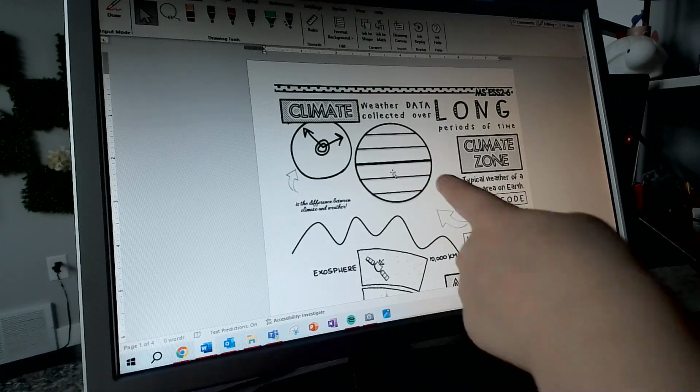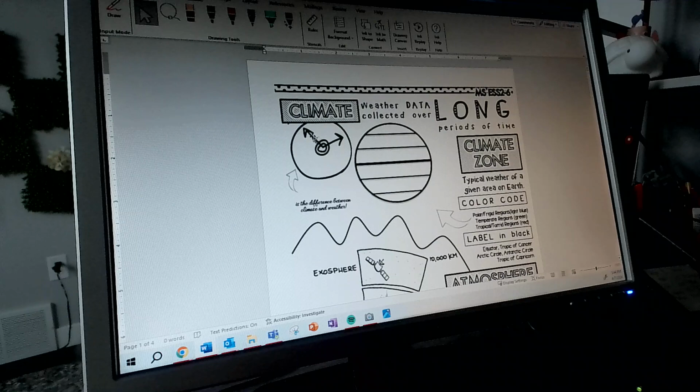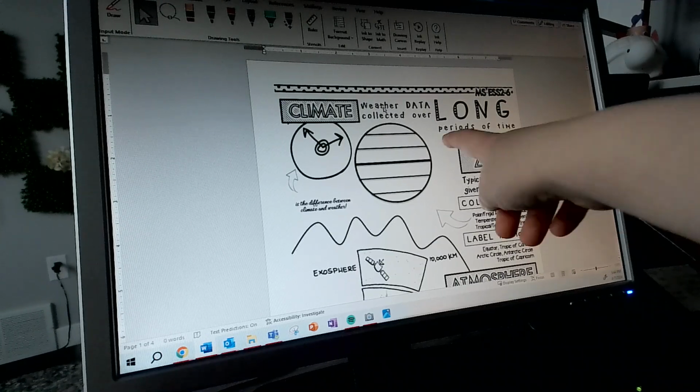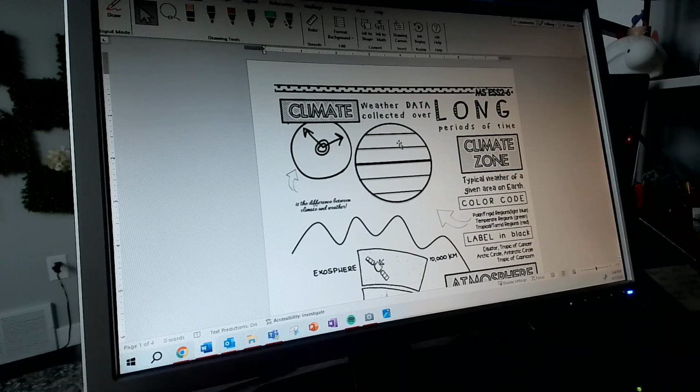Huh? It's a clock. We'll talk about that in a second, okay? Oh, this is supposed to be the Earth.